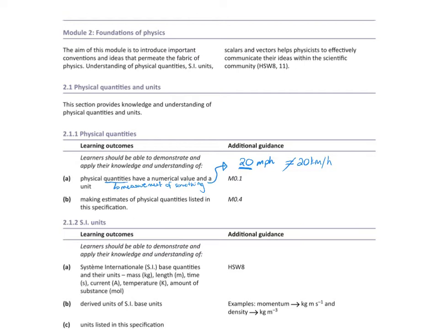So in the second part, it asks you to be able to apply the knowledge and understanding of making estimates of physical quantities listed in this specification. Now, the important part is, what are estimates? Estimates are like a simple substitute that you can use to perform a calculation. There are different ways of looking at it as well. It's not just one thing.